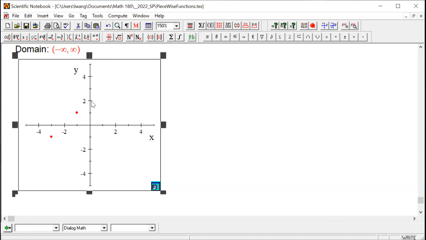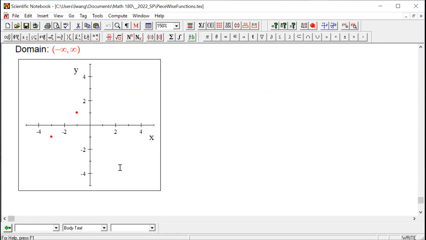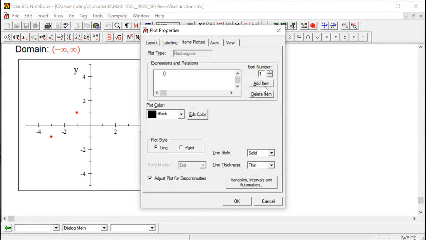Okay. At 0, our rule is going to be different. It's a 0, 1 because it's going to be the second rule. So when I put this point, you know it's going to be the second rule. Okay, so that's going to be a dot, and that's the actual point.